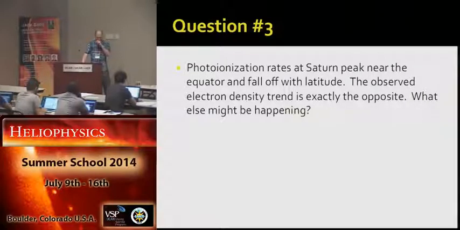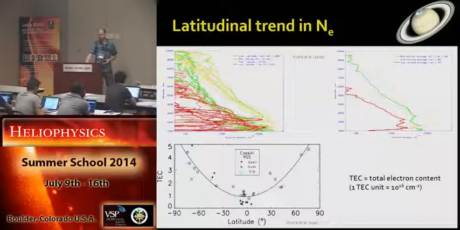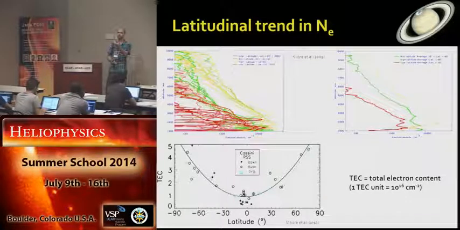So that's, just going back to this slide, the current accepted explanation for why we have this trend in latitude at Saturn with electron density. It's because there's some additional loss that peaks at Saturn's equator, and that loss falls off with latitude. And that loss most likely is an influx of water from, say, Enceladus and or the rings.